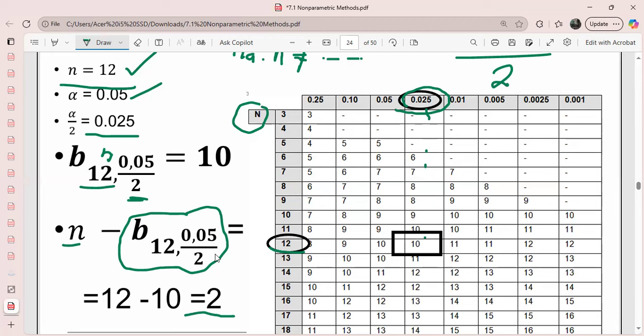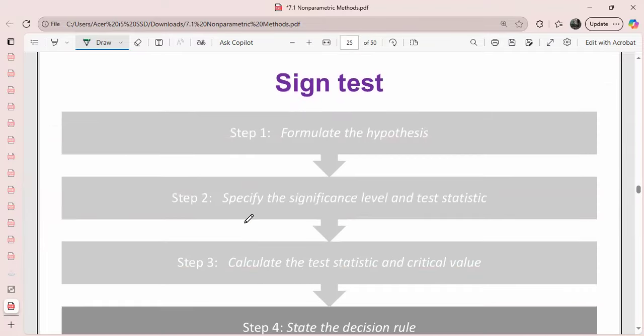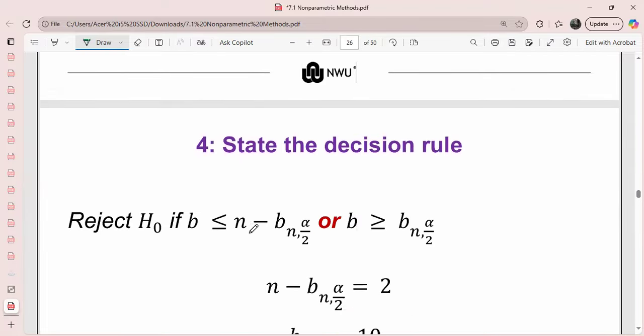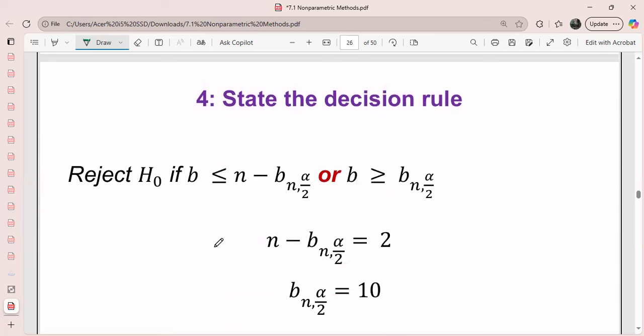So it's very important for you to check the statement of the alternative hypothesis. Okay, let's continue. We said we reject what? The null hypothesis if the value of B is less than or equal to N minus B. Now you saw how they got this. This whole thing here was 2.